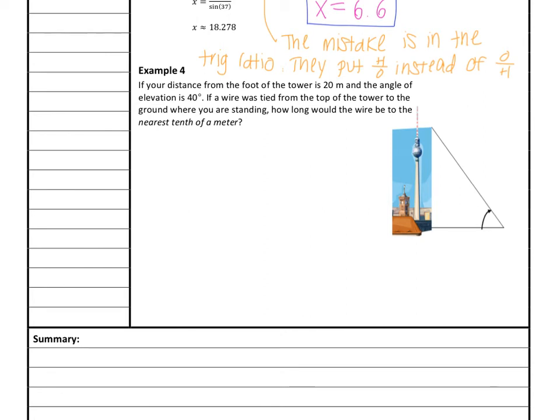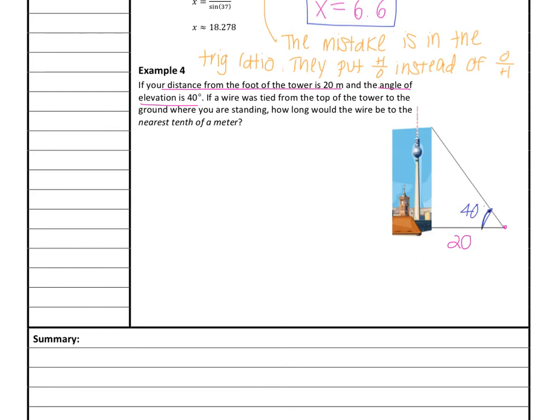This question says, if your distance from the foot of the tower is 20 meters, so we're standing 20 meters away from a tower. So the tower is clearly labeled here, so that means this distance is going to be 20. We're going to pretend that we're right over here. The angle of elevation is 40, so that's from the ground up, remember. So this angle right here is going to be 40 degrees.